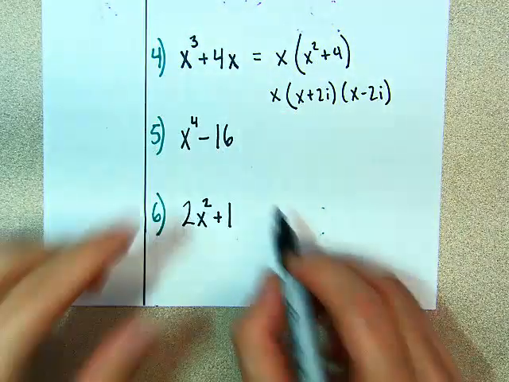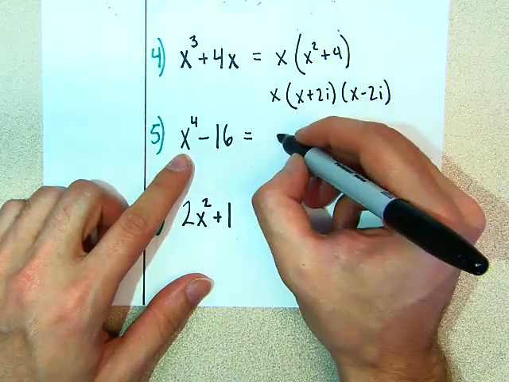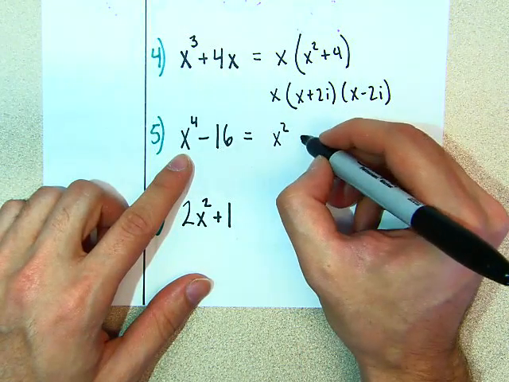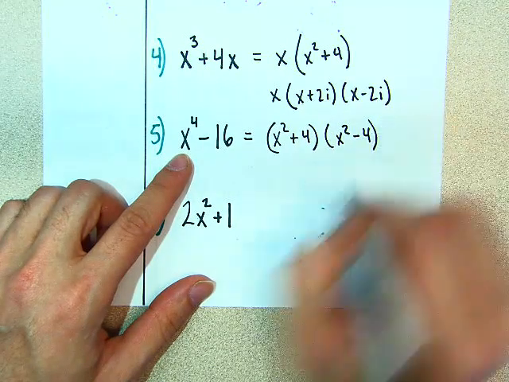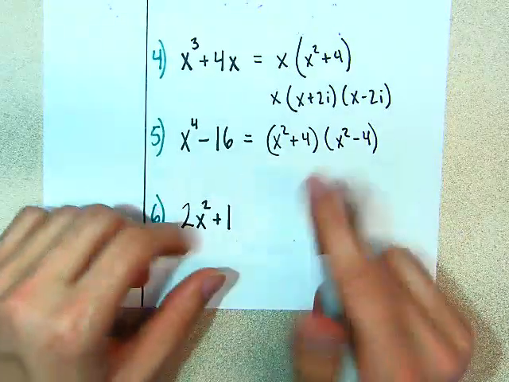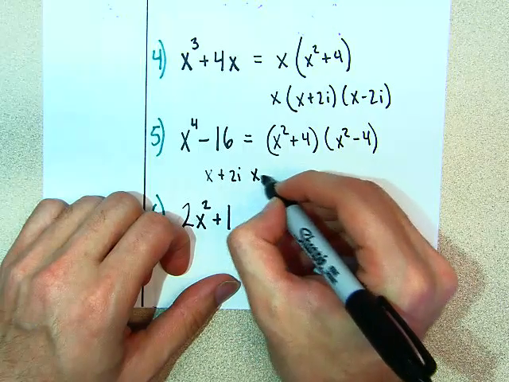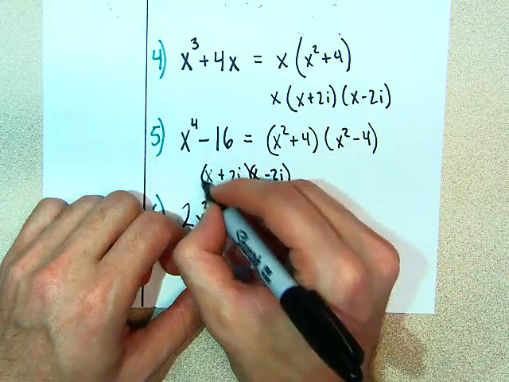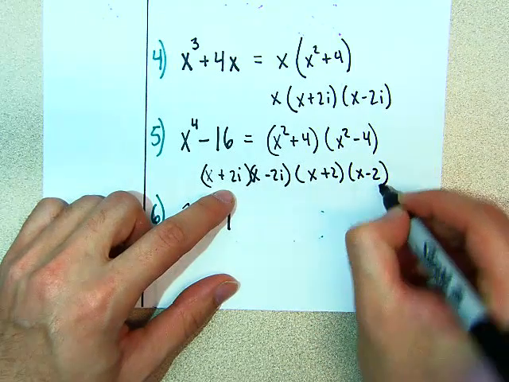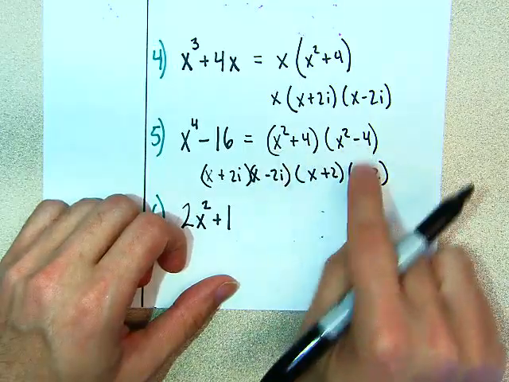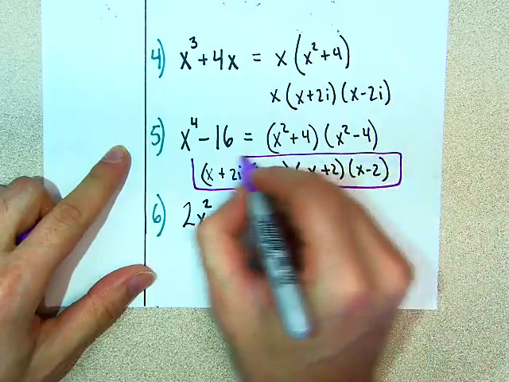Okie dokie. For this one, remember a long time ago where we had to factor this many times? This is equal to x squared plus 4 times x squared minus 4. But then this x squared plus 4 factors as we just did, which is x plus 2i times x minus 2i. And this is x plus 2 times x minus 2. So this factors like this, and that is our solution. And I'll box it here.